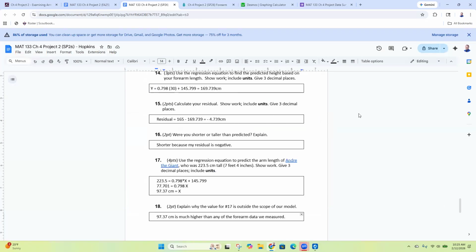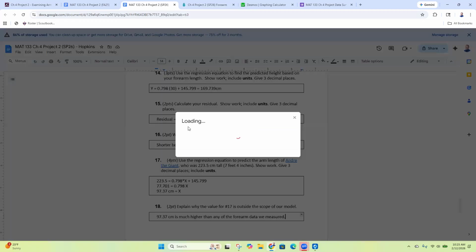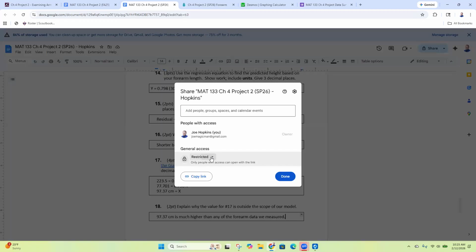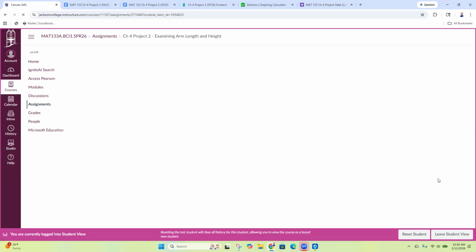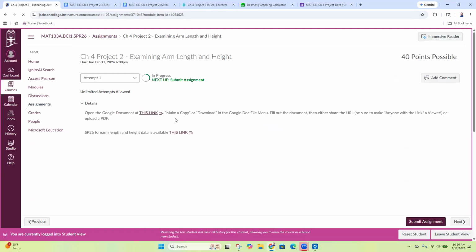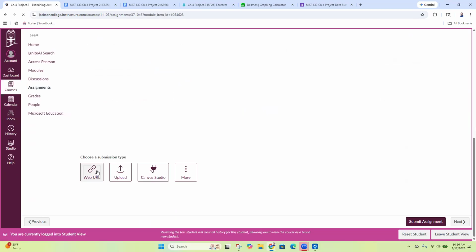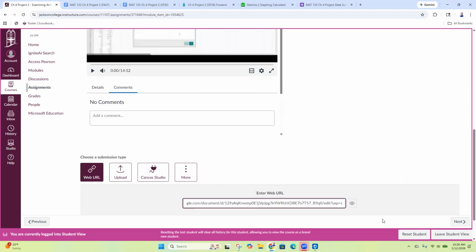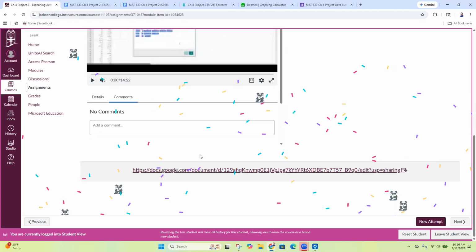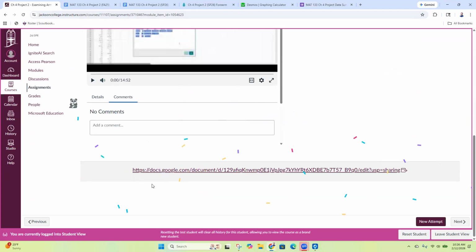Okay, so we're going to share, and make sure we change our restricted access to anyone with the link. Copy that link. And then let's go over here to Canvas and we'll submit our project. Hit paste, and with submit assignment, get our confetti. I got panda bears and we're good.